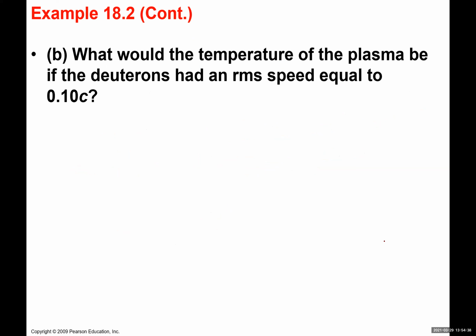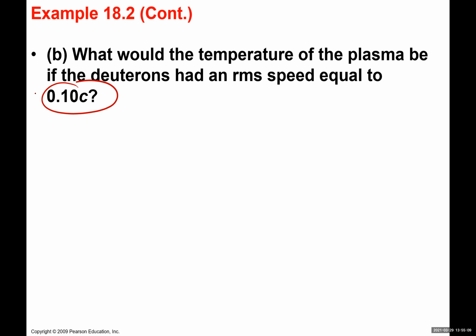All right. Part B says, what would the temperature of the plasma be if the deuteriums had an RMS speed equal to 0.10 c? So the idea here is that as you increase the temperature, the faster they're moving. We had 300 million Kelvin, but if I continue increasing the temperature of the plasma, the molecules are going to start moving faster. So the idea is, how much should I increase it?